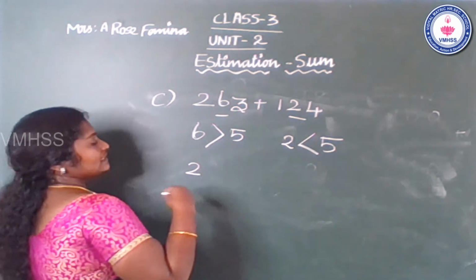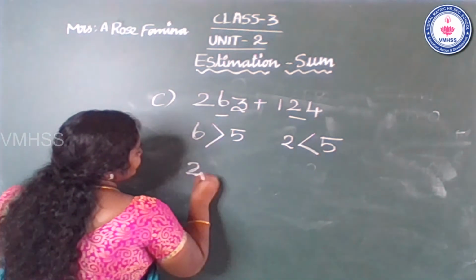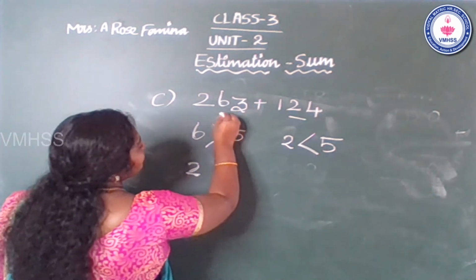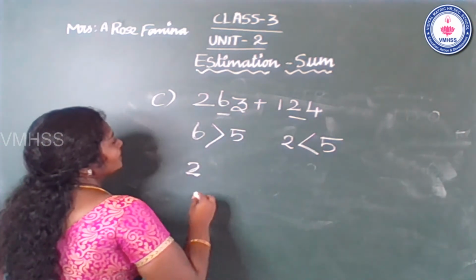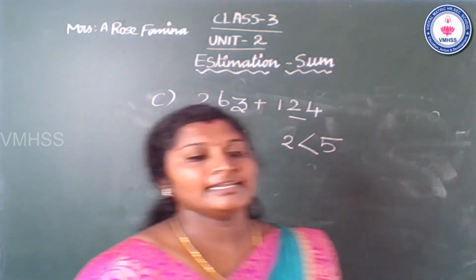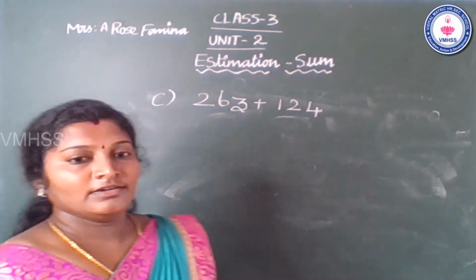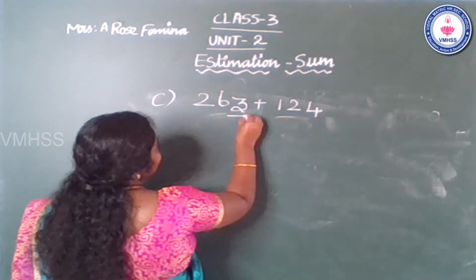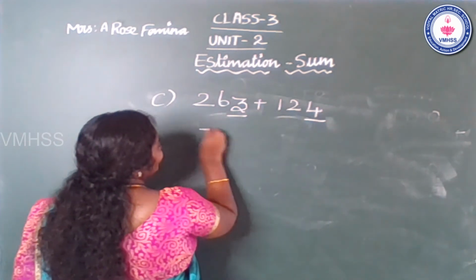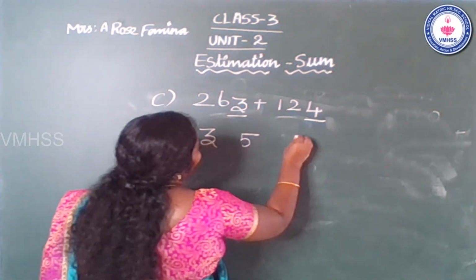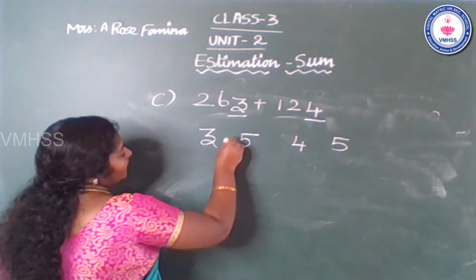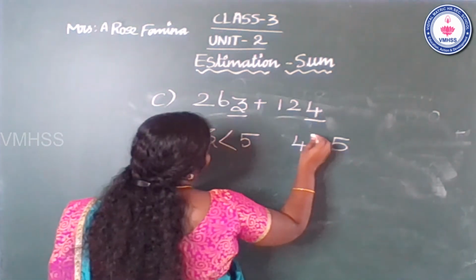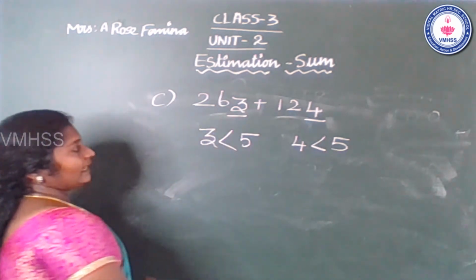263. See the first place, 63, so round up the value. See the second number. Okay, students, 263. First you compare the first place: 3, compare with 5, and 4, compare with 5. Both are less than 5.